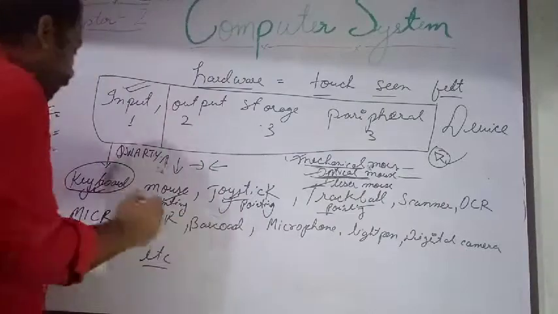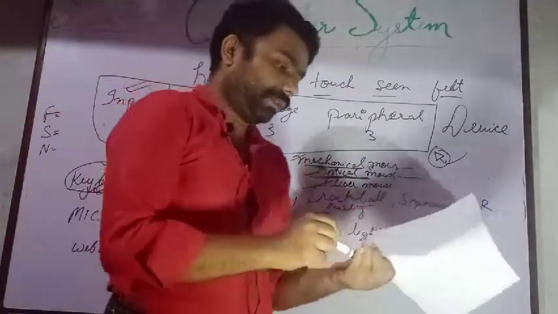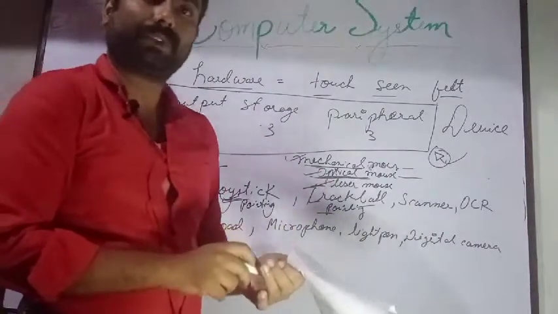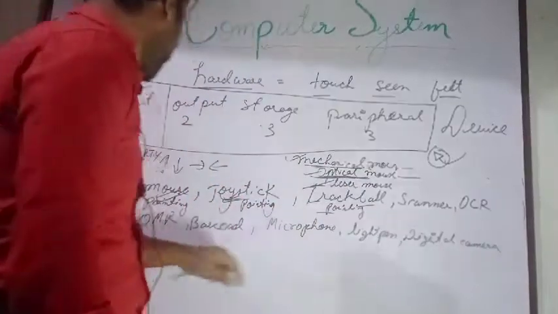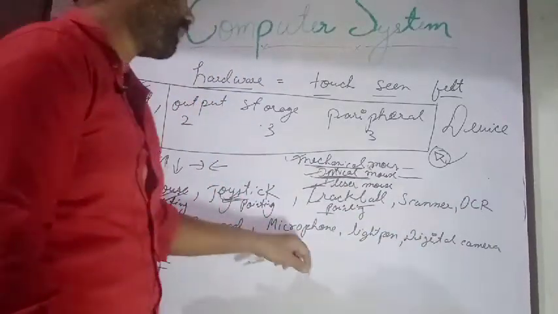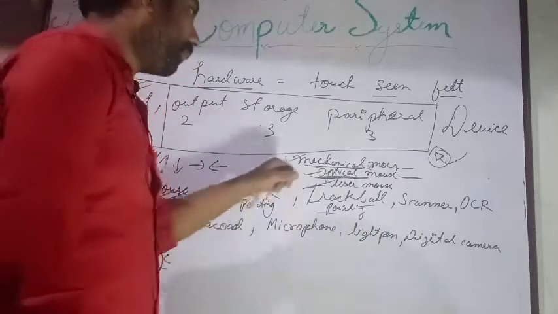So today I have taught you about the keyboard, mouse, joystick and trackball, so there should not be any confusion among these. In the next video I am going to cover the scanner, OCR, MICR, OMR, barcode and microphone. I'll try to complete all these topics together in one video, because it becomes very lengthy.